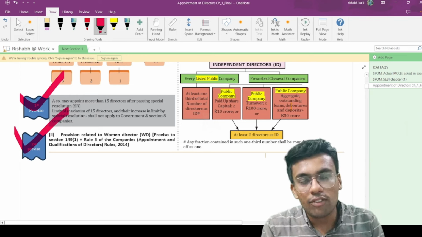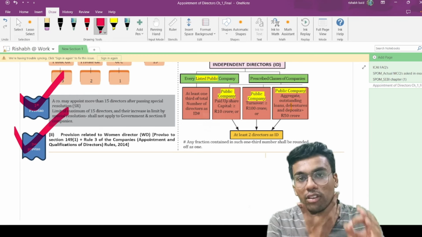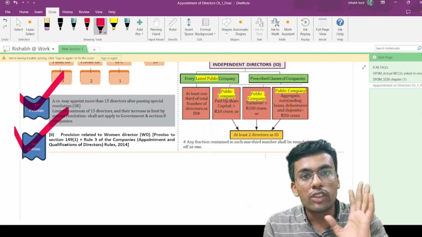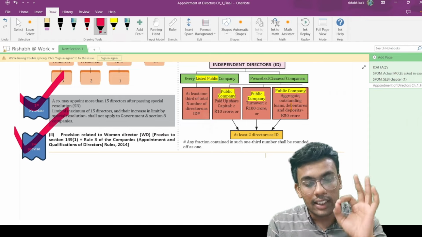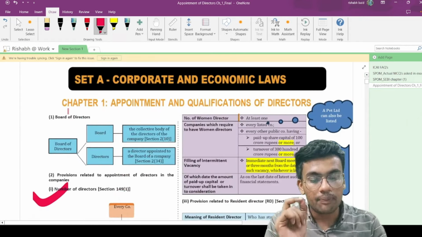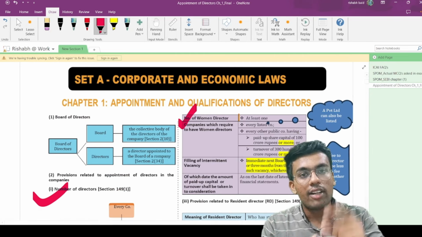The second proviso to section 149 subsection 1 talks about woman director. Every company shall have at least 1 woman director. Before starting this, let me tell you, this is one of the most favorite questions of ICAI. ICAI is asking questions on this particular provision in every SPOM examination. So please pay attention to this provision. The provision says the board shall have at least 1 woman director.